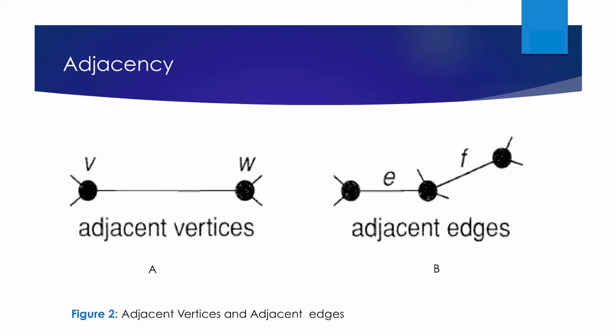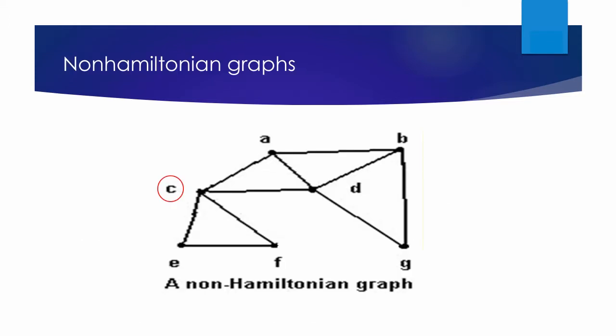Two vertices V and W of a graph G are adjacent if there is an edge E joining them. The vertices V and W are incident with such an edge E. Also, E is incident on V and W. Two distinct edges E and F are adjacent if they have a vertex in common, as you can see from the figure. Back again to the traveling salesperson problem.